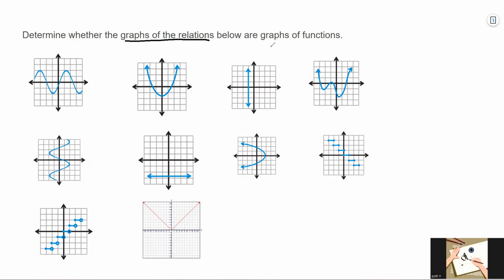Now let's quickly check whether the graphs of these relations are graphs of functions also. For that, let's do the vertical line test. For the first one, I'm drawing a vertical line. So 1 point of intersection, 1 point of intersection, 1 point. So it's a function.